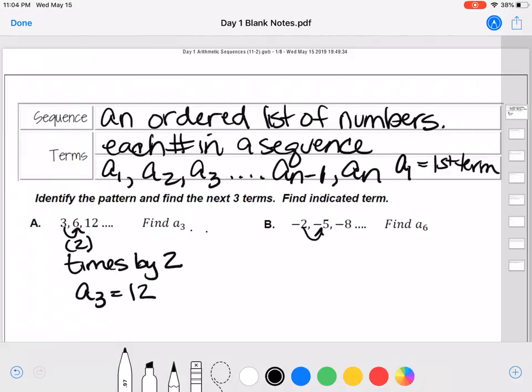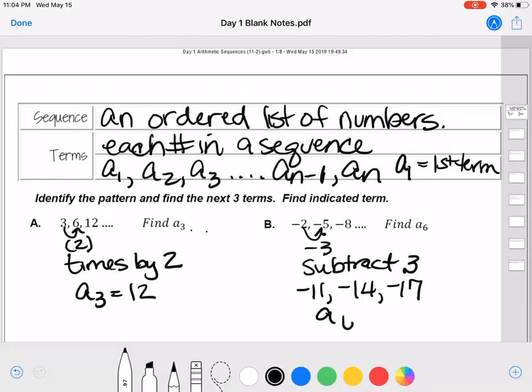And here we can see the pattern is subtracting 3. So we would just write that down. Subtract 3. The a sub 6 would be the sixth term in our sequence. So after negative 8, we would have negative 11, then subtract 3 again to get negative 14, and subtract 3 again to get negative 17. This would be the sixth term right here. So a sub 6, the sixth term of the sequence, would be negative 17.